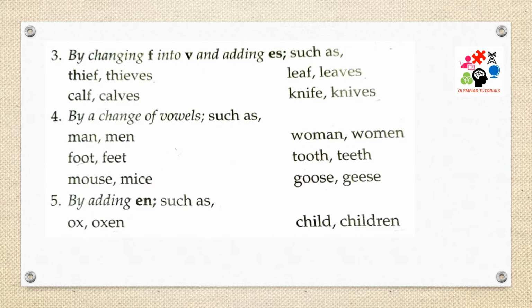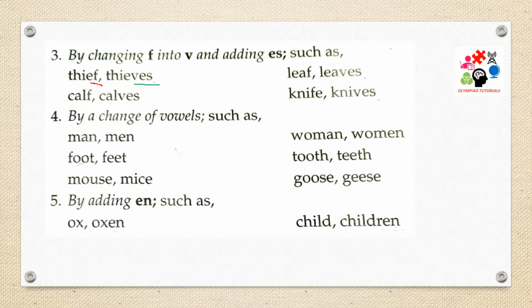Now rule number 3, by changing f into v and adding es. There are a few words which end with the letter f. So what you have to do is, instead of f, just add ves at the end. Like the word thief, T-H-I-E-F. You have f at the end, so you just add ves instead of f.